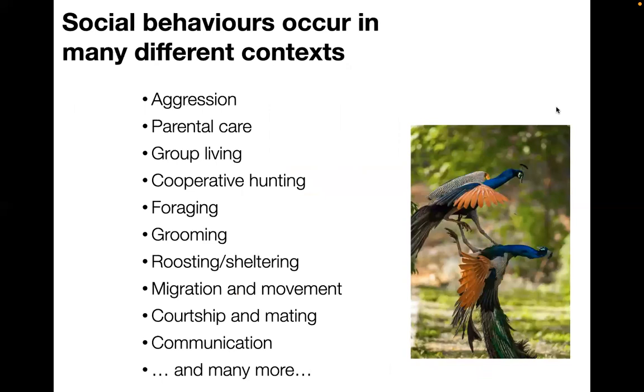Okay, so as we said on Wednesday, social behaviors include many different contexts, from aggression to parental care to cooperation, foraging, grooming, migration and movement, courtship, and communication. These are just the ones I could think of. I'm sure there's more.